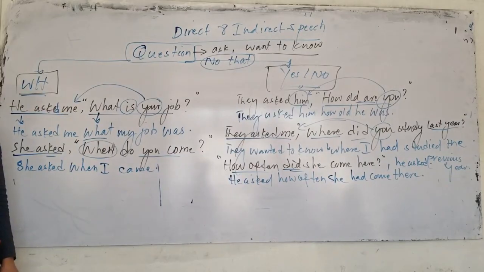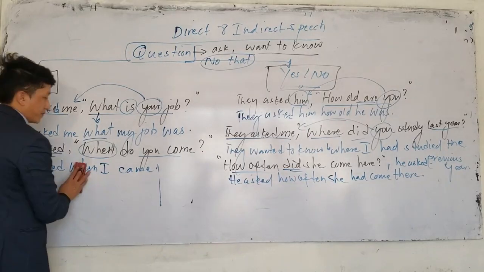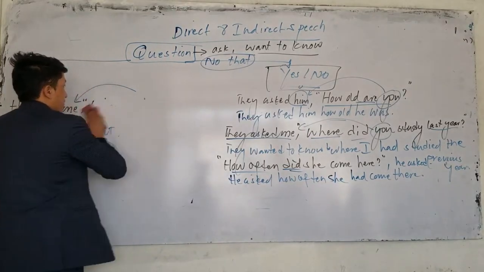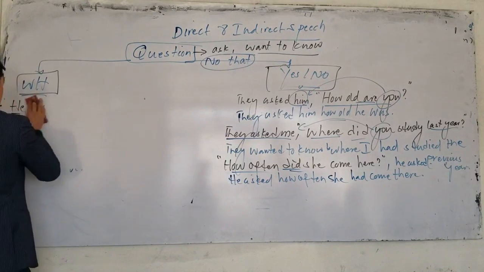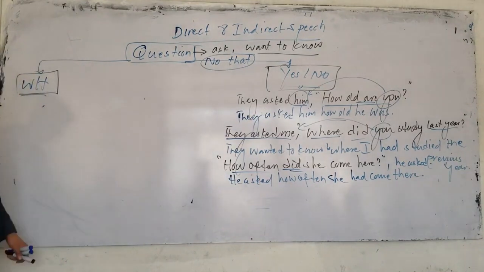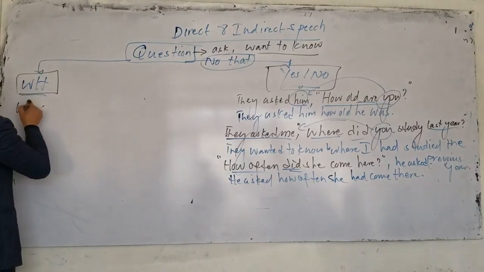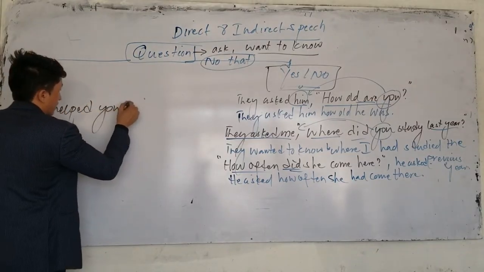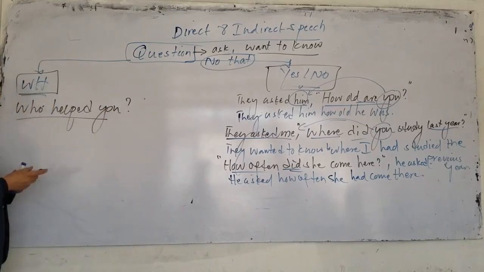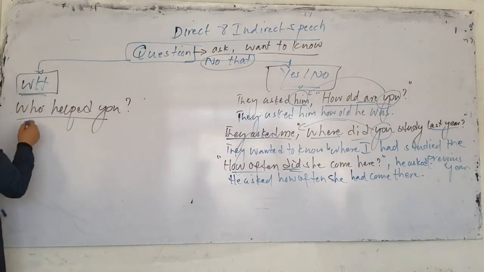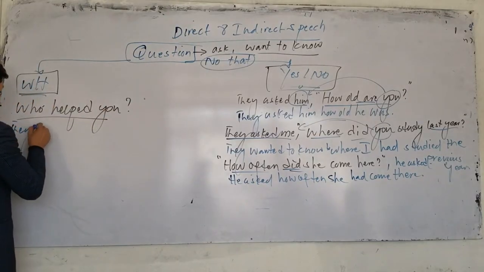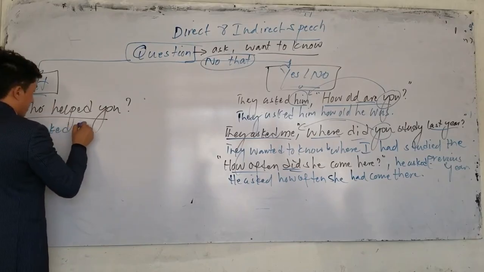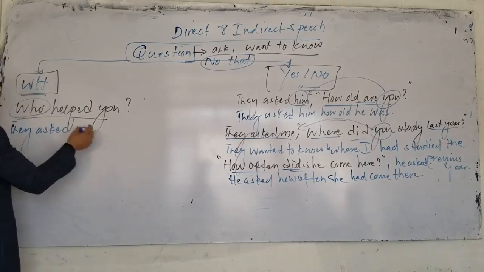Should I give more examples? Okay. Done? Okay. Now let's go and make one more example and see how we can change it. If I have a sentence like this, if I say who helped you, how should I change it? Who helped you? For example, who asked? We can say they asked. They asked me. After who, we bring who, bring it down.